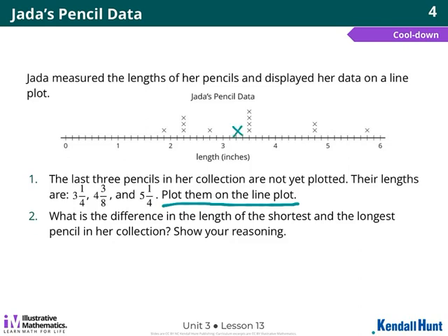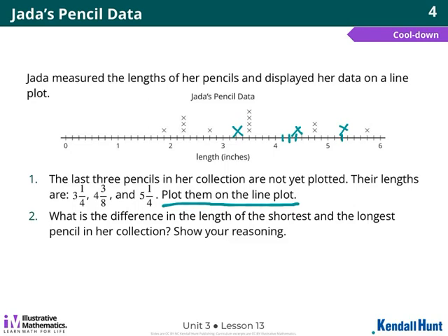Okay, then 4 3/8. Here's 4 holes. 1, 2, 3/8. Then 5 1/4. Again, I figured out 2/8 are equivalent to 1/4. So for number 1, we just have to have them in the correct spot on the number line.